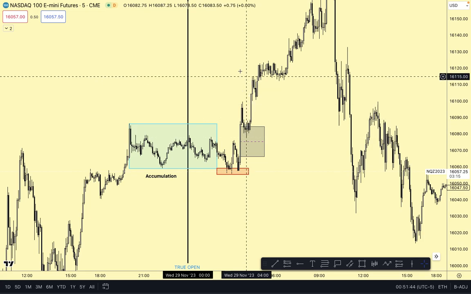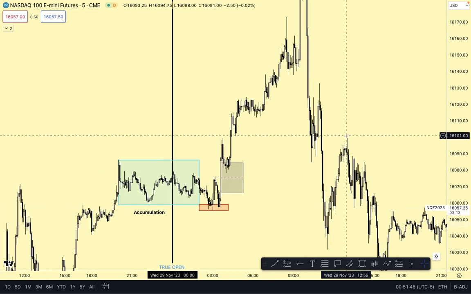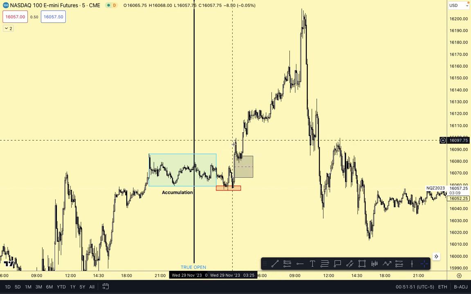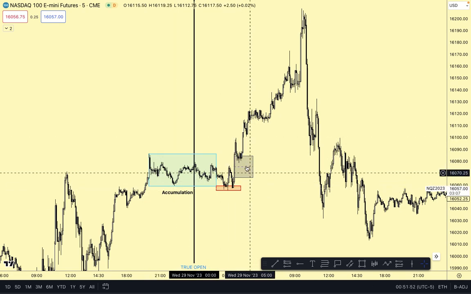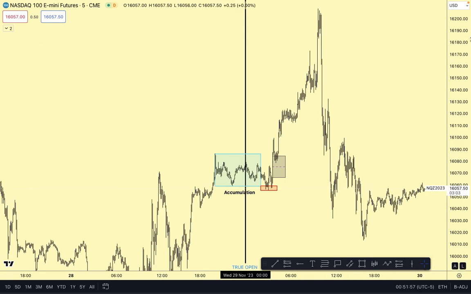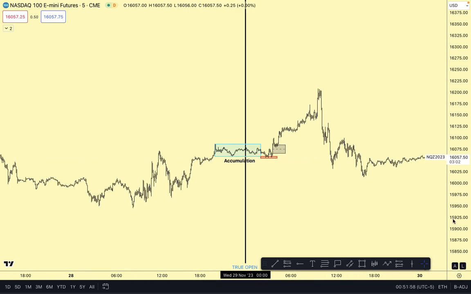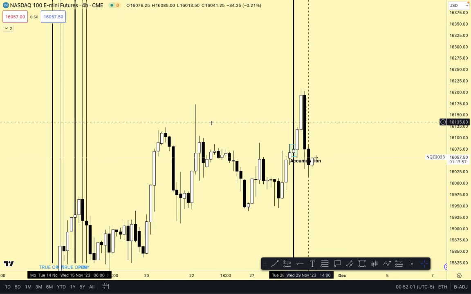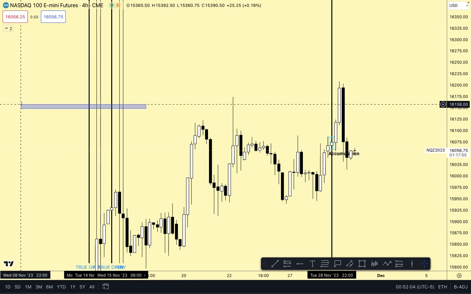So this is definitely a nice market maker buy model. We return back to the original consolidation, which also lines up with that fair value gap. Before that, let's just go to the 4H. Gonna delete y'all.